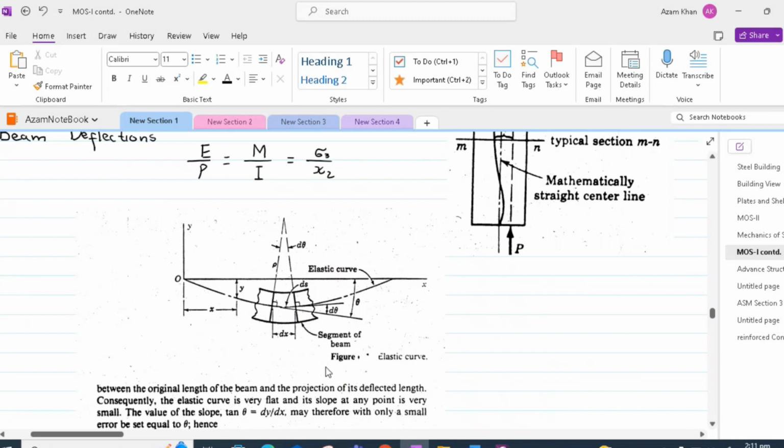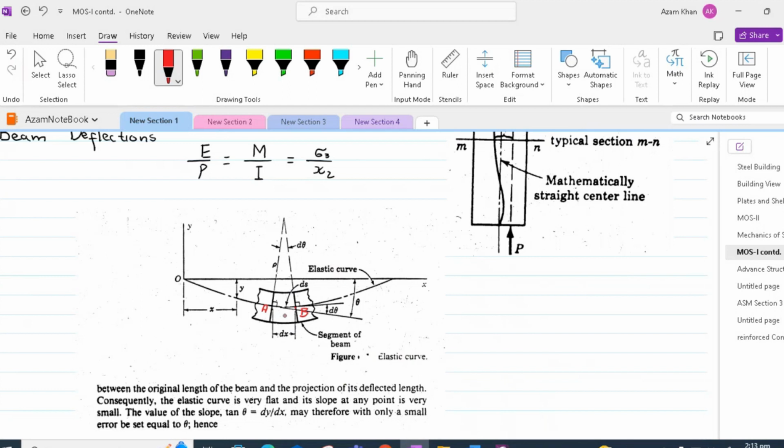Now, as we said that if we draw tangent at these 2 points of interest, the change of angle between them would be very small, since we have considered the elastic curve to be almost flat. Therefore, d theta is the small differential change of angle between the tangent at the 2 points which are very close to one another. And these 2 points lie on the elastic curve.